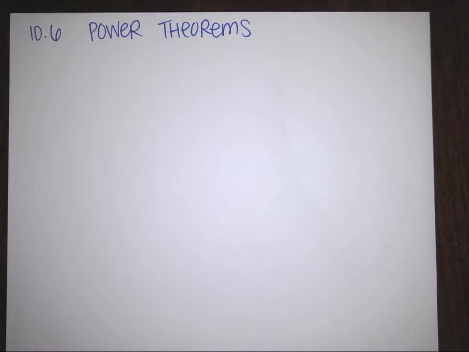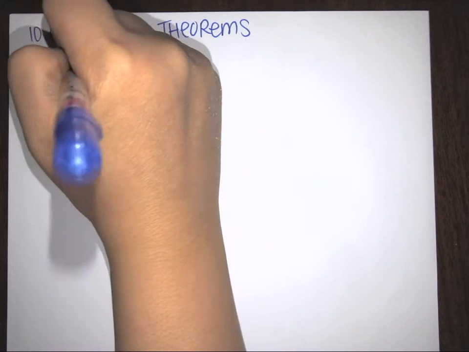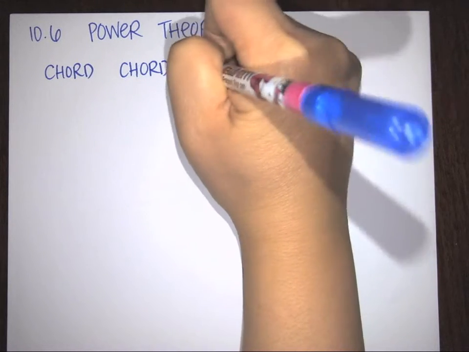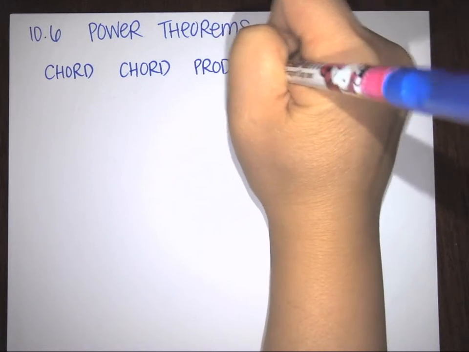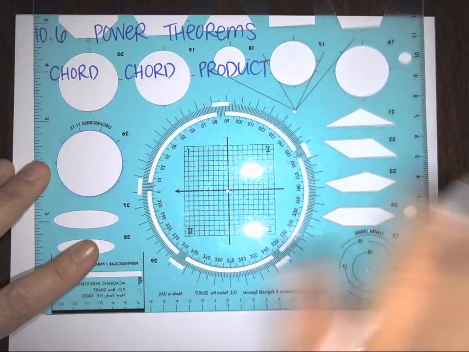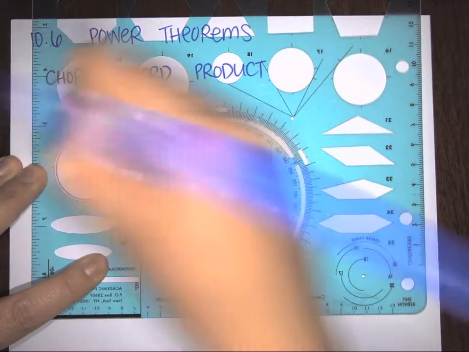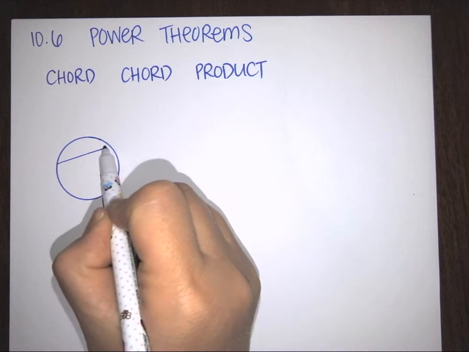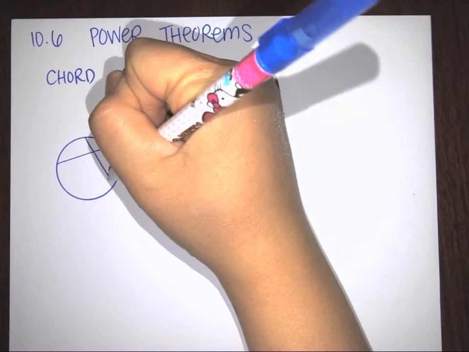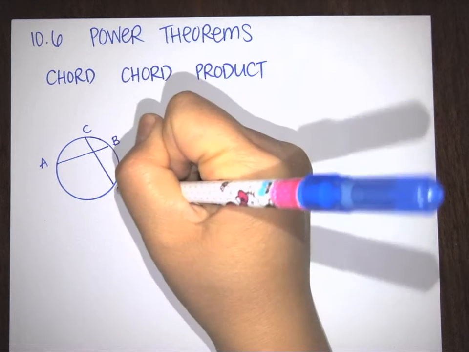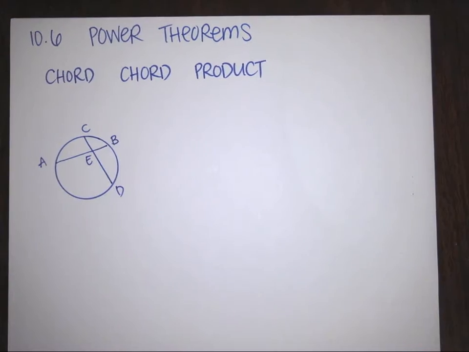The first one is called the chord-chord product. And this one looks like you have two chords. We'll call this A, B, C, D, and E.